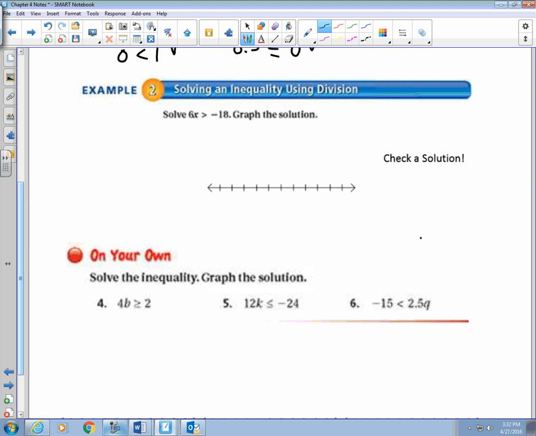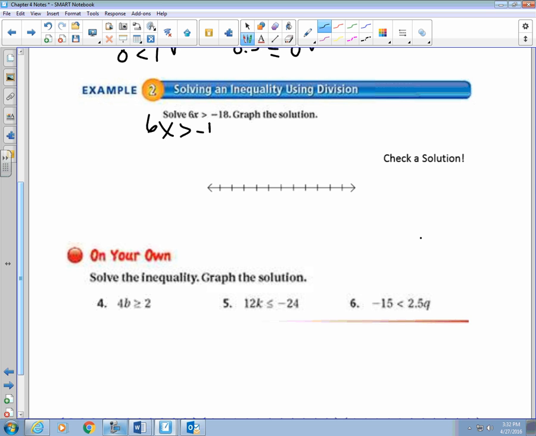Example number 2 is solving an inequality using division. So again, we're going to apply the same rules. We're going to undo the things that we see. It's going to be very similar to the last on your own problem that we did, where we're going to be using division to undo multiplication. So I have solve 6x is greater than negative 18.